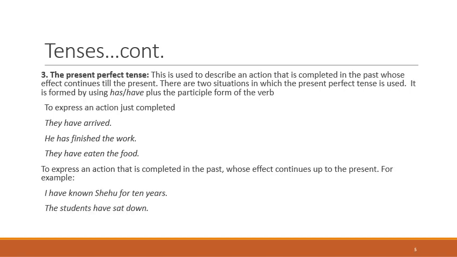Number 3 is present perfect tense. What is a present perfect tense? We say it's a sort of present tense that is used to describe action that is completed in the past, whose effect continues to the present. That is, an action that already started happening or that has just happened, we use present perfect tense to express it.